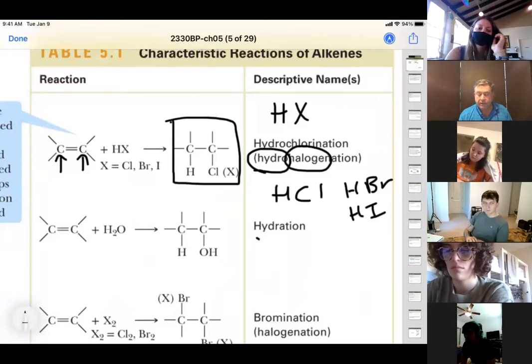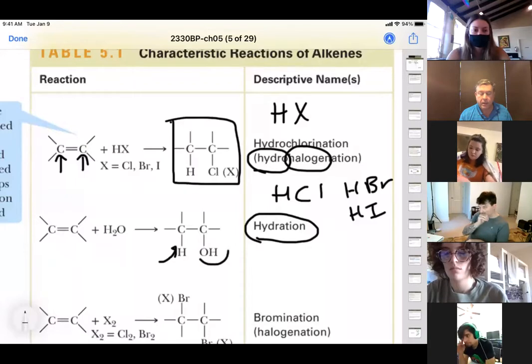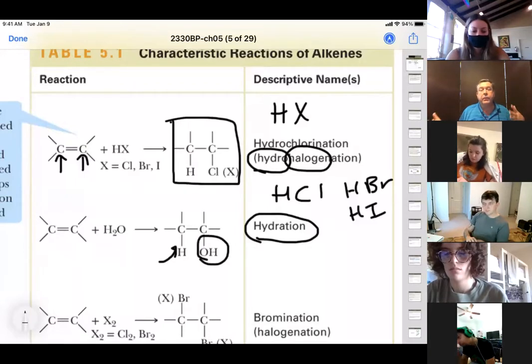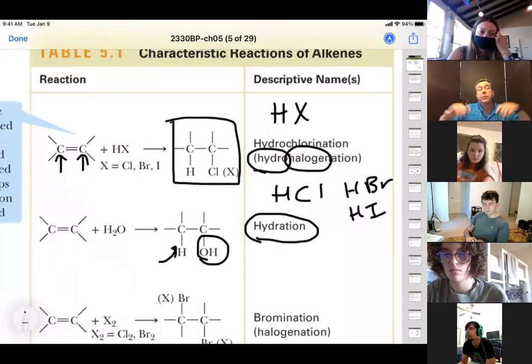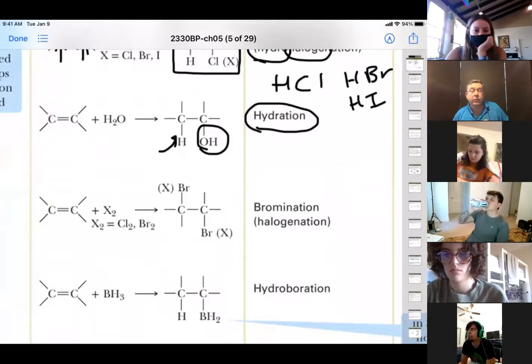The next thing I want to talk about is hydration. That's where we add water across the double bond, and we get a hydrogen on one side and an OH on the other, generating a new functional group. That's one of the good things about alkenes: you can use them as a route to many different functional groups. The next thing is halogenation. We take our halogens, Br2, I2, F2, Cl2, and add them across that double bond. When you do that, you get a halogen on each side. So we end up with what we call halogenation.